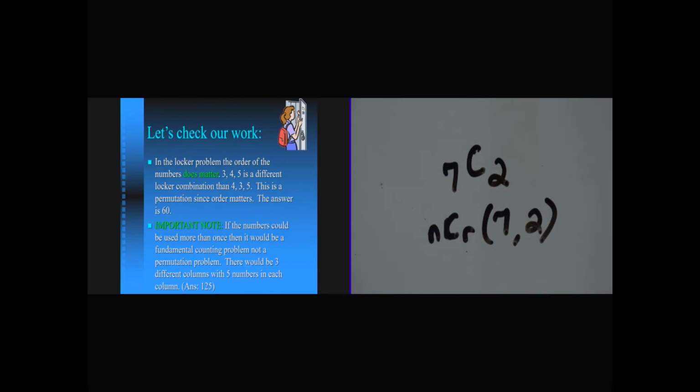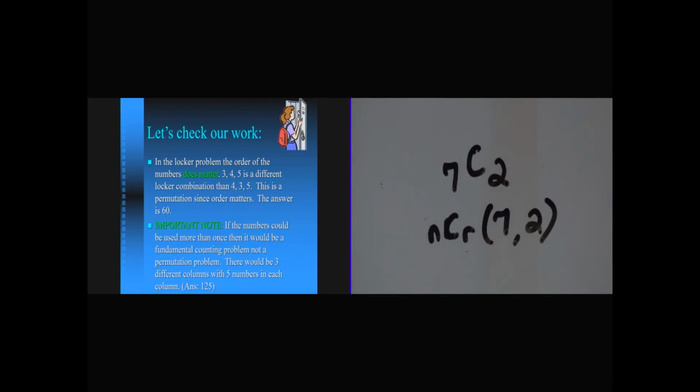But if you could repeat the numbers, there is a very important thing you have to realize. Permutations only work whenever you cannot repeat numbers, okay? If you could repeat the numbers in the locker combination, like 3, 3, 4 would unlock it, where you repeated the 3, then you would actually have to do it as a fundamental counting principle problem, okay? And so if that was the case, you'd have 5 options for the first digit, 5 options for the second digit, and then 5 options for the third. So it'd be 5 times 5 times 5, which would be 125. So that one's a little different.